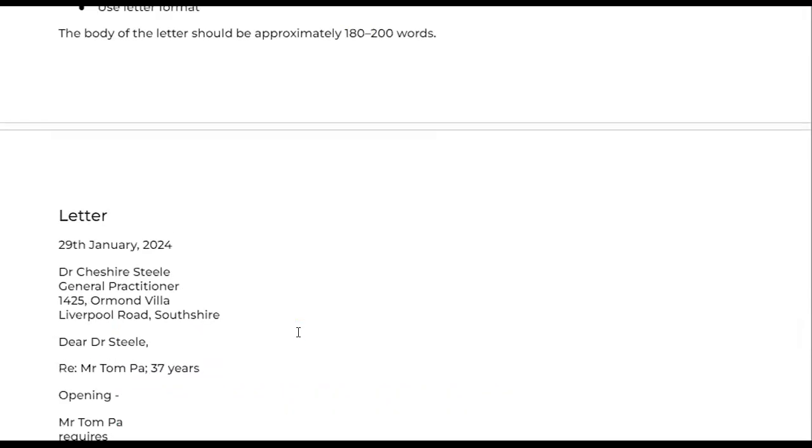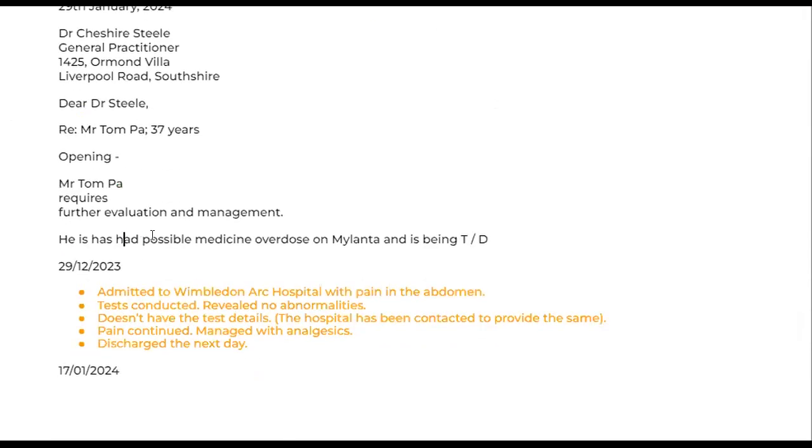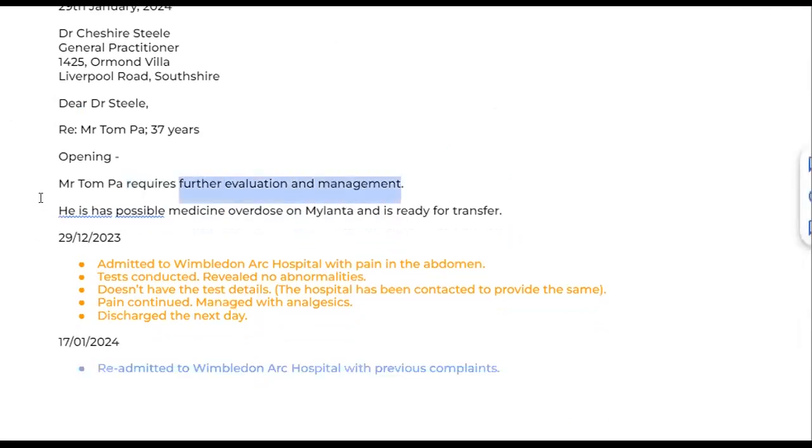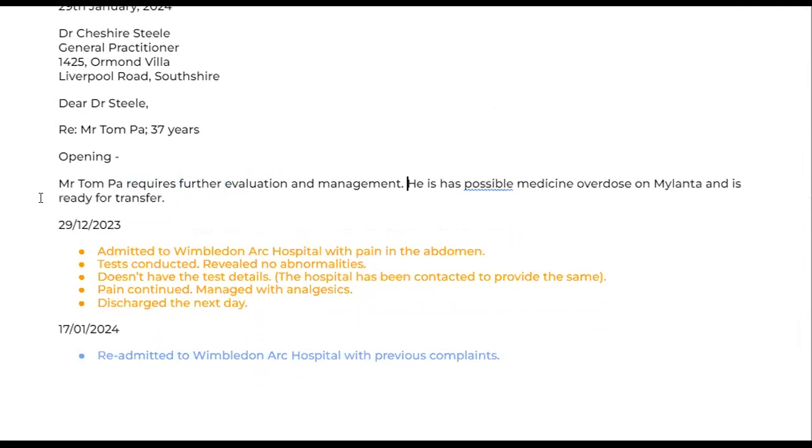Okay, so let's go back and write this completely. He has possible medicine overdose on Mylanta and is ready for transfer. There is some noise. Now let me make it more clear to you. Mr. Tomba requires further evaluation and management. He has possible medicine overdose on Mylanta and is ready for transfer.